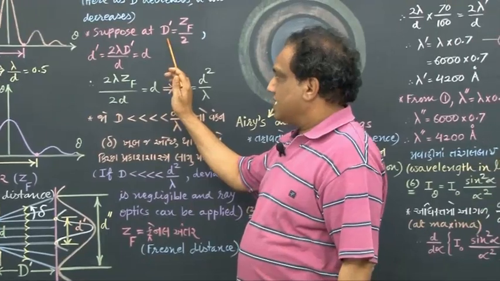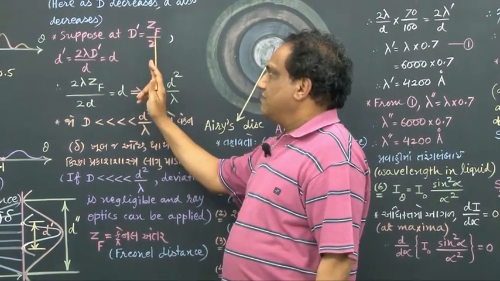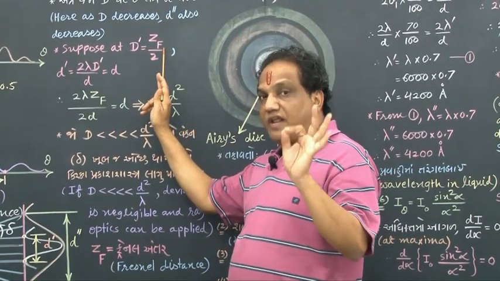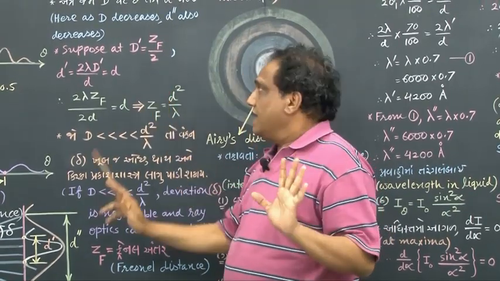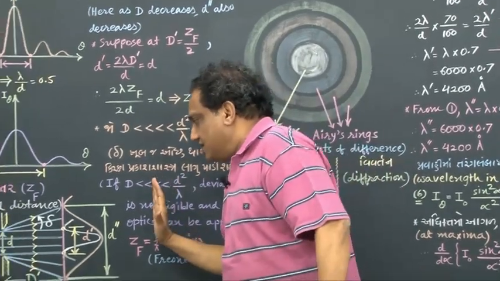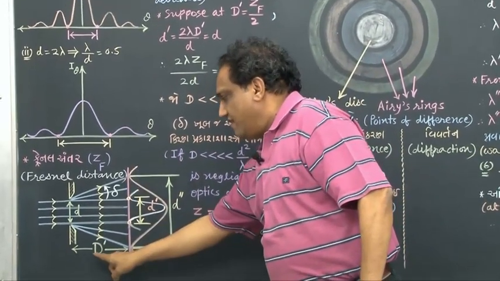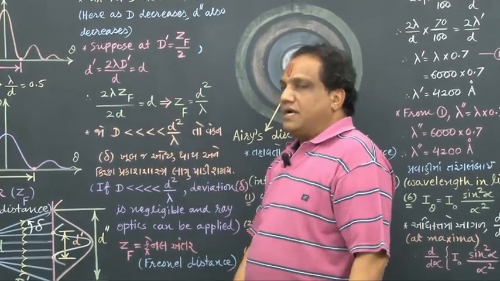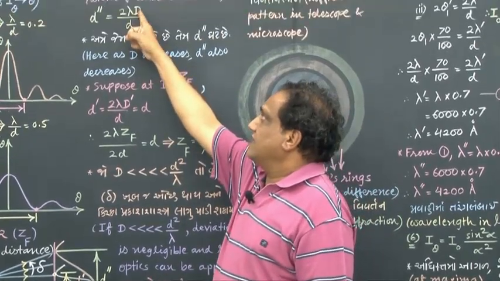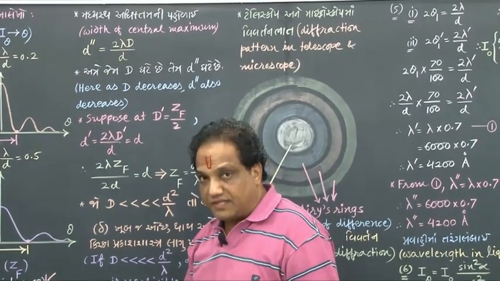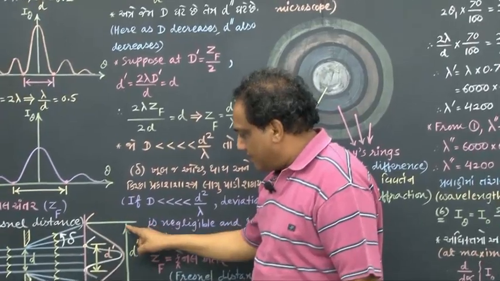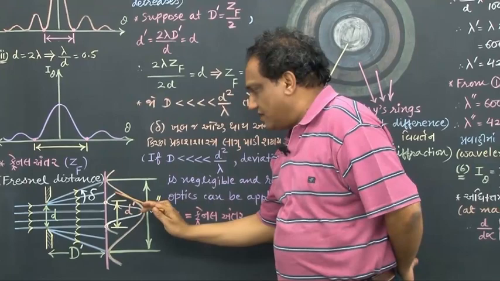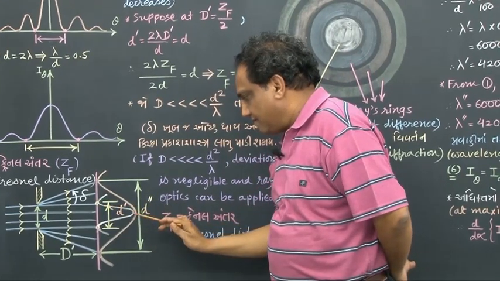And that distance D dash is such that it is half of some typical distance shown by the symbol ZF, called Fresnel distance. If I am reducing the distance between slit and screen, and I keep it at distance D dash, which is ZF upon 2, naturally D double dash will also decrease. And when this D double dash, which is the width of the central maximum, decreases, finally suppose it becomes this much. Look here, this way.